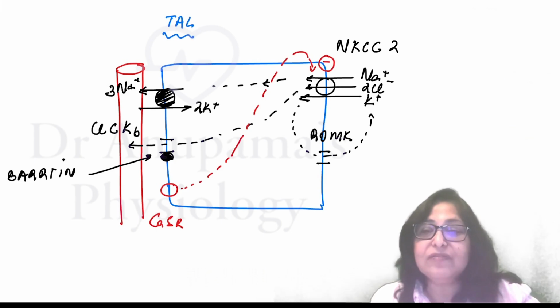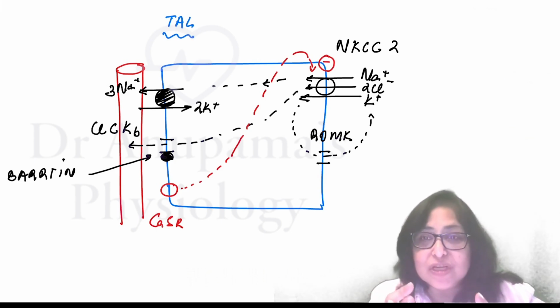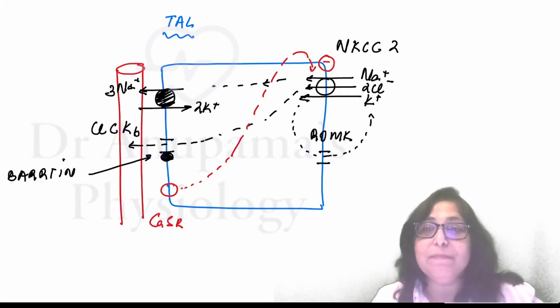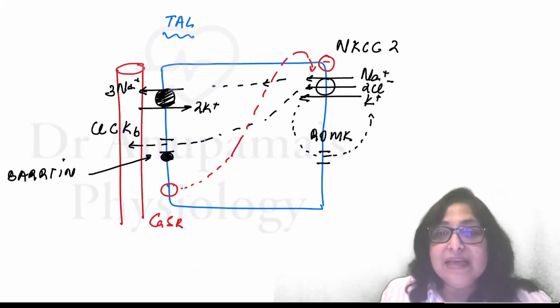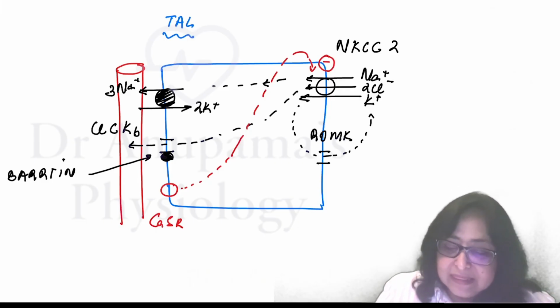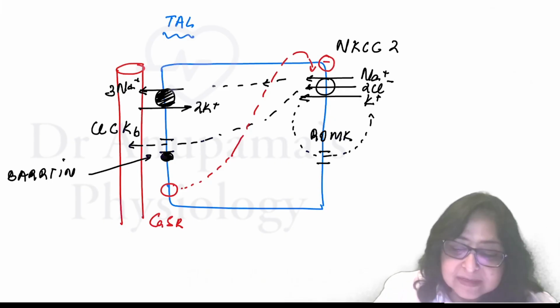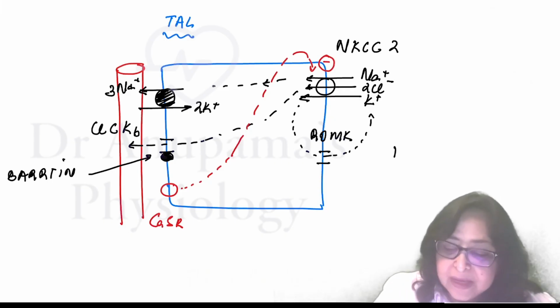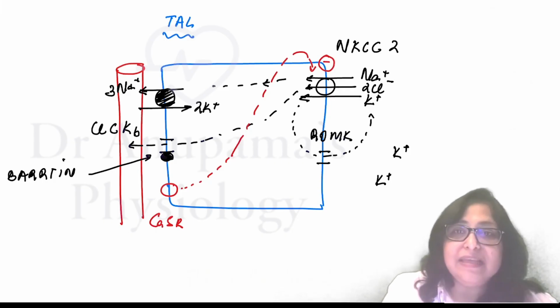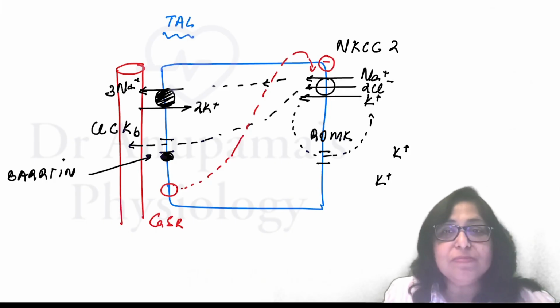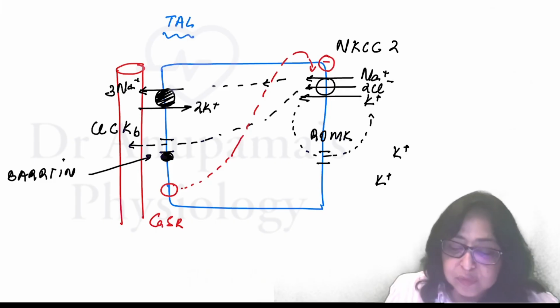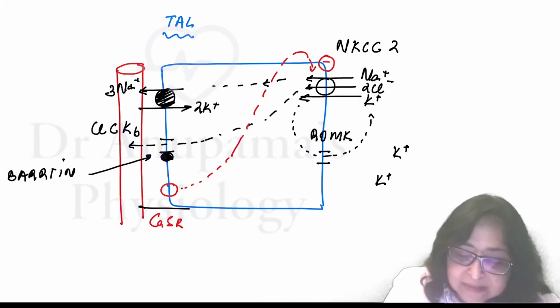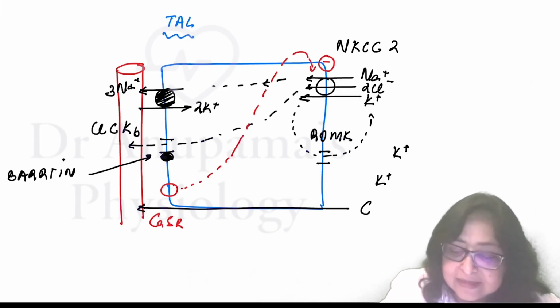Now, what is the importance of this positive potential, which is created by the leak of potassium back into the lumen by the ROMK channels? This potassium, which is present in the lumen, will now cause the calcium and magnesium present in the tubular fluid to pass between the cells.